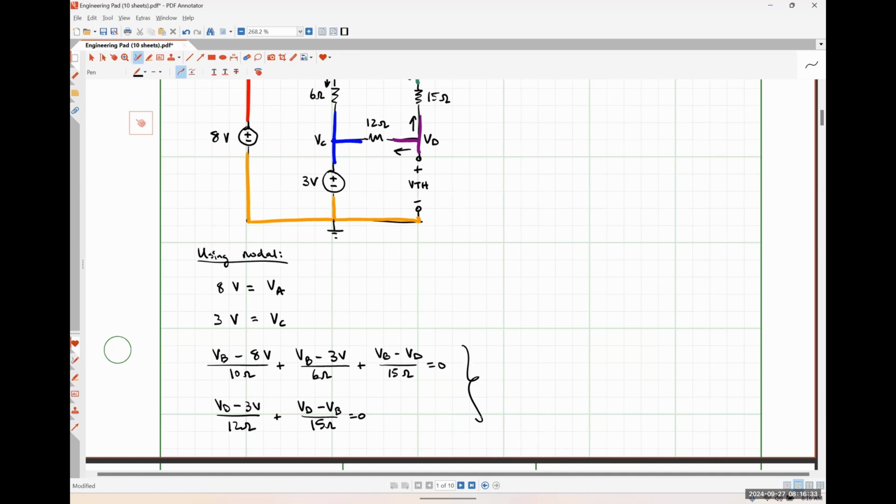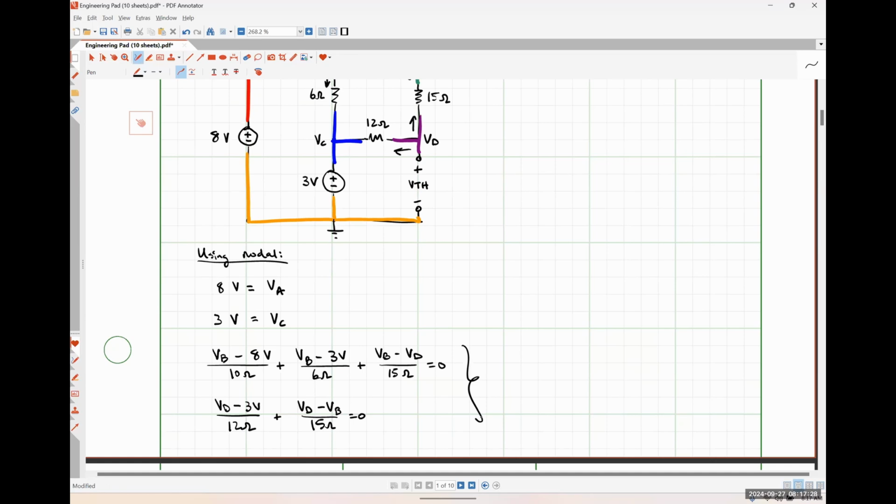So, 2 simultaneous equations. I just have 2 variables, VB and VD. My coefficient for VB in my first equation is 1/10 plus 1/6 plus 1/15. My coefficient for VD in my first equation is negative 1/15. And my constant term is going to be 8/10 plus 3/6. In my second equation, my coefficient for VB is negative 1/15. My coefficient for VD is 1/12 plus 1/15. And my constant term is 3/12.